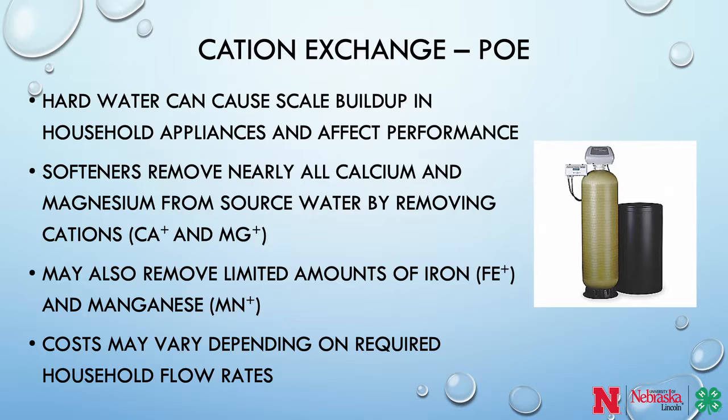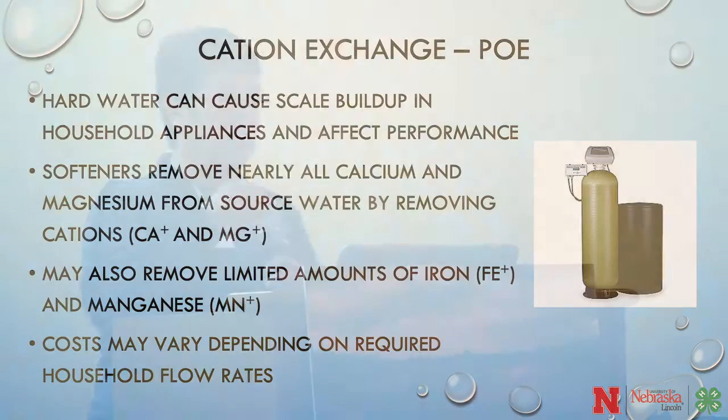There are systems out there that do say that they can remove more iron and manganese. And if that is part of the reason why you're getting a water softener, you really need to take a look at the stats on that piece of equipment to make sure that it's going to be doing what you need it to do. Of course, the costs may vary depending on the required household flow rates.